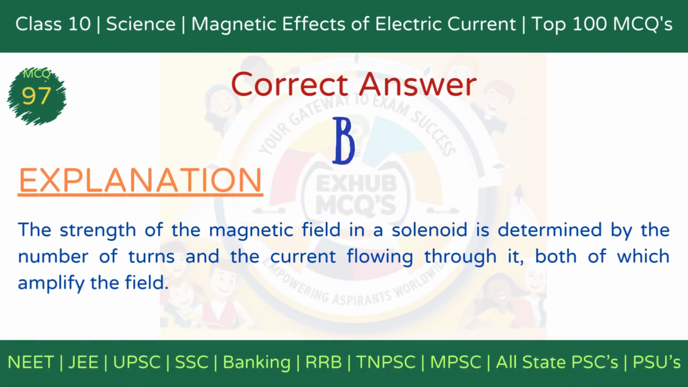The correct answer is option B, the number of turns and current. Explanation. The strength of the magnetic field in a solenoid is determined by the number of turns in the coil and the current flowing through it, as both factors amplify the field.